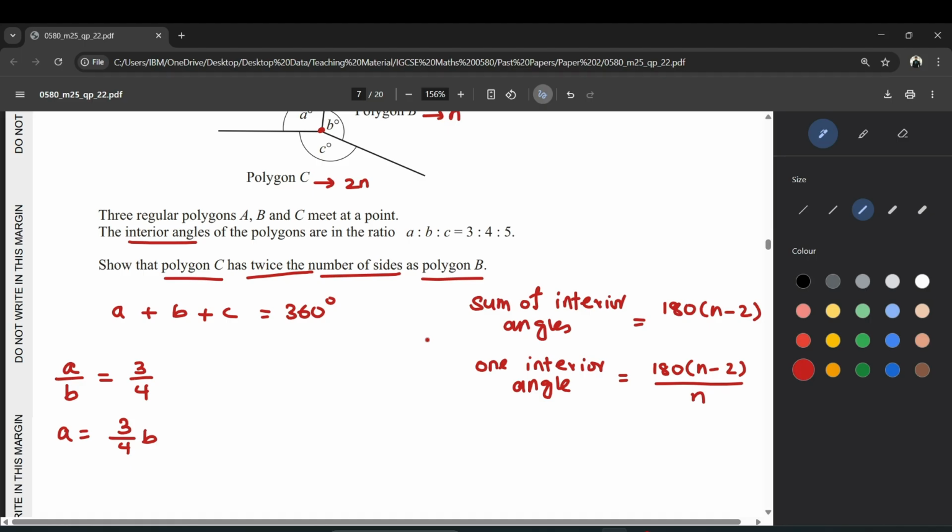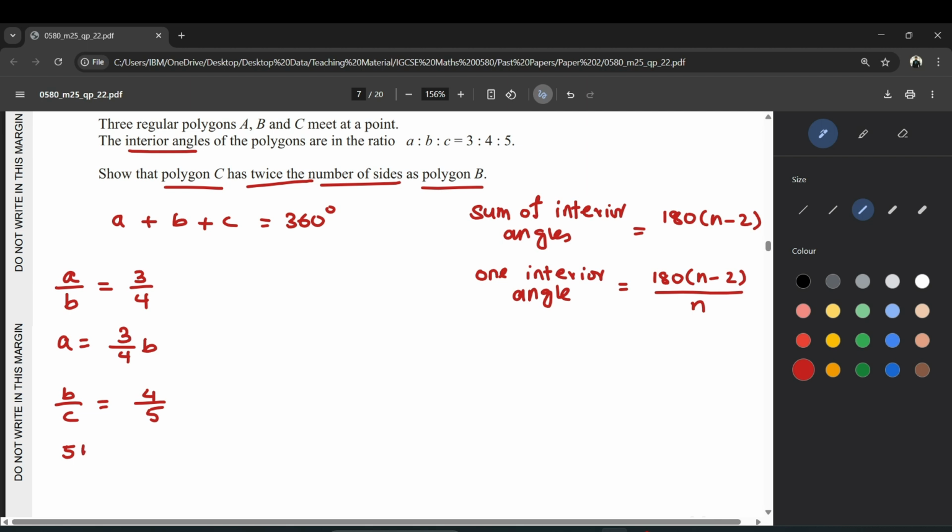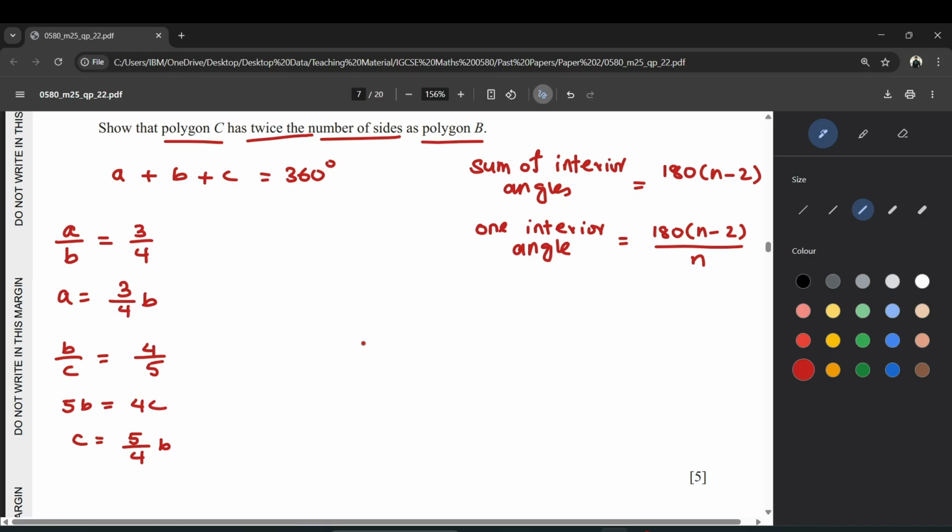So B : C is 4 : 5. That means B over C is equal to 4 upon 5. I need to make C the subject of the formula, so we are going to cross multiply. 5B is equal to 4C. Therefore, C is equal to 5 upon 4 B. Now if I substitute these values back into this equation, A plus B plus C is equal to 360 degrees. A was 3 over 4 B, B will be as it is, and C is going to be 5 upon 4 B, equals 360 degrees.